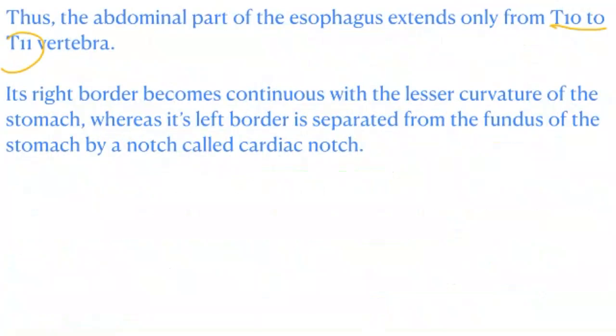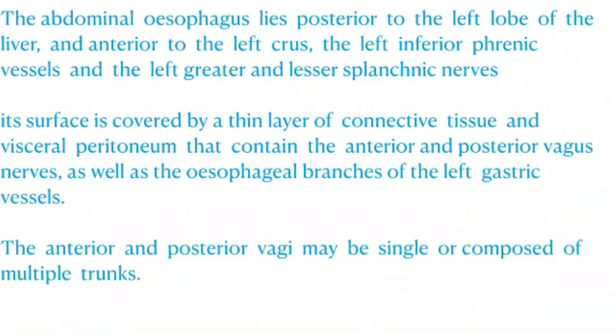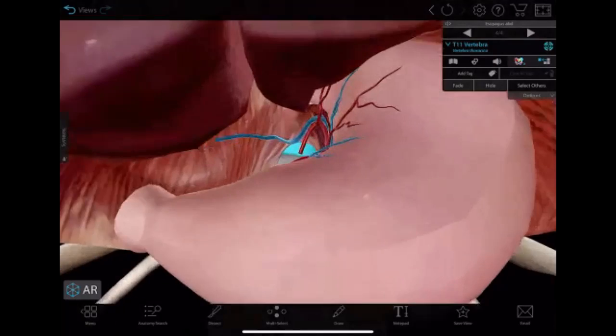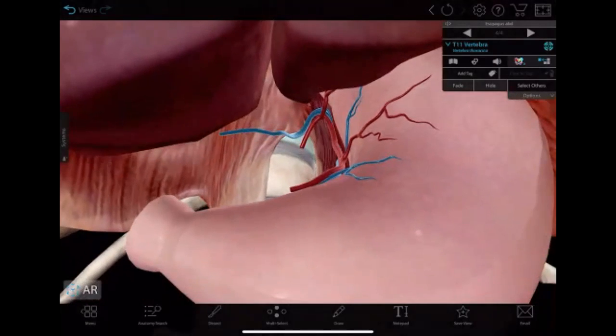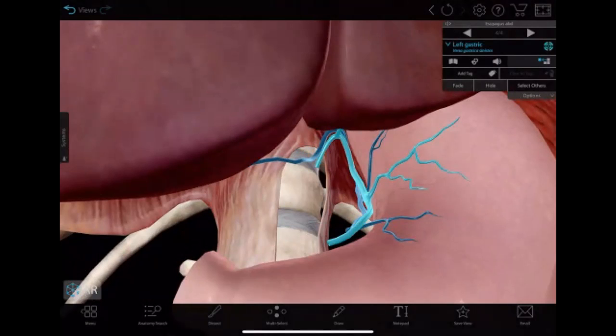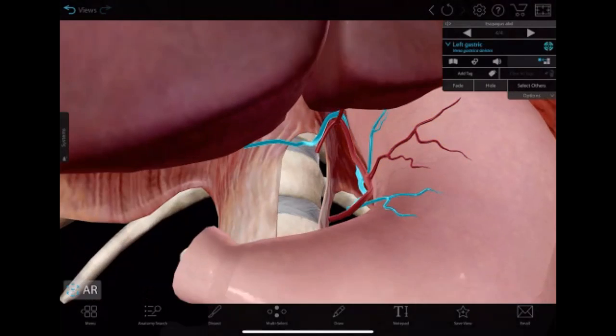Its right border becomes continuous with the lesser curvature of the stomach, whereas its left border is separated from the fundus of the stomach by a notch called the cardiac notch. The abdominal esophagus lies posterior to the left lobe of the liver and anterior to the left crus. We have already seen the relations: the left inferior phrenic vessels, the left greater and lesser splanchnic nerves. You see, these are the left gastric vessels. This is the left gastric artery and this is the left gastric vein.